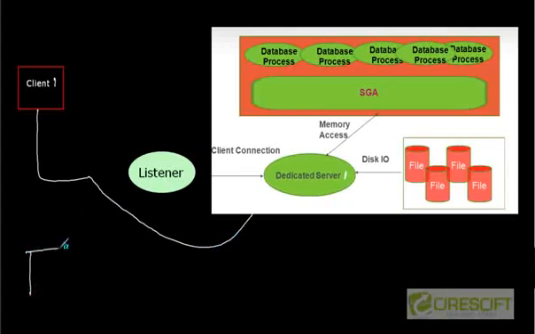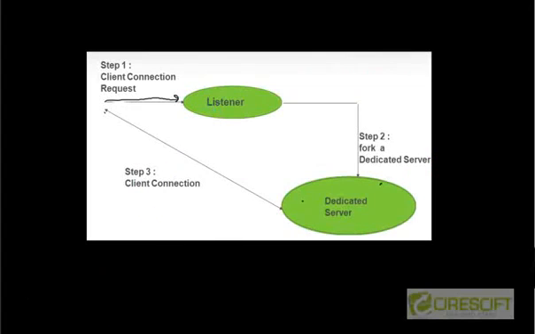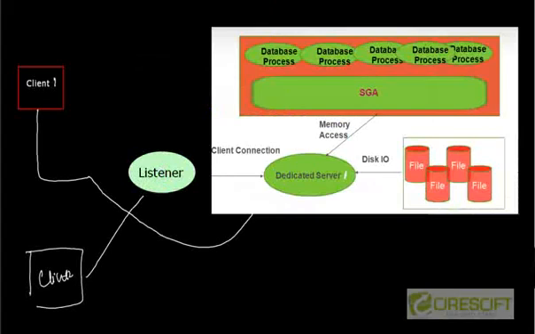Again, client 2 comes. The first time, it goes to the listener, the same thing that I told you. In step 1 it goes to the listener, and the listener forks another dedicated server, ds2, and asks the client to connect directly to that dedicated server process. Then the dedicated server process is attached, can access the instance SGA, and the disk IO and all these things can come from the file to here. So essentially, this is the revised picture.